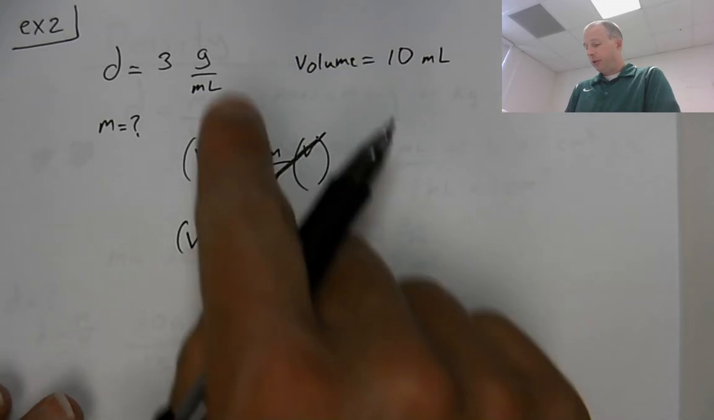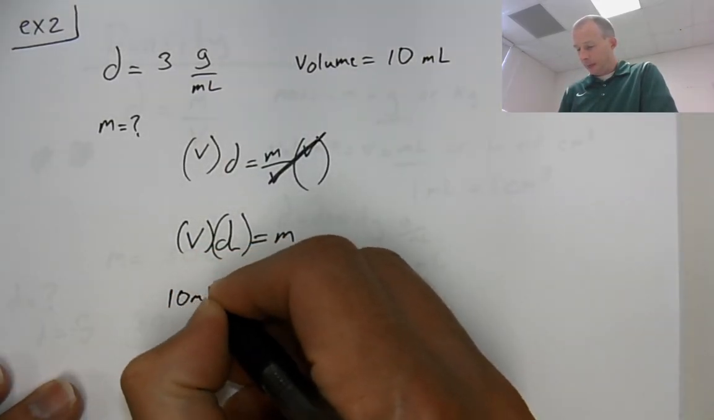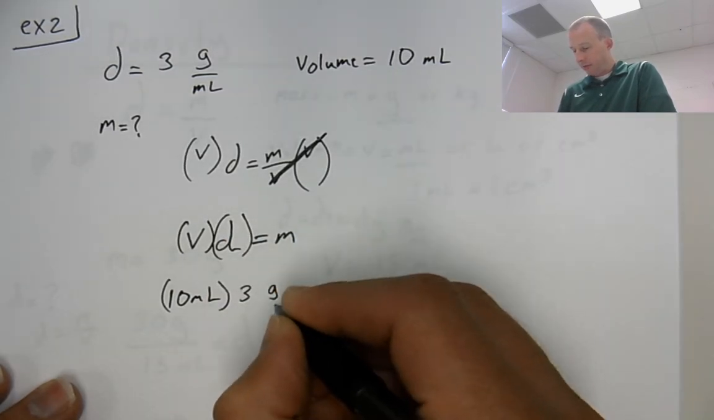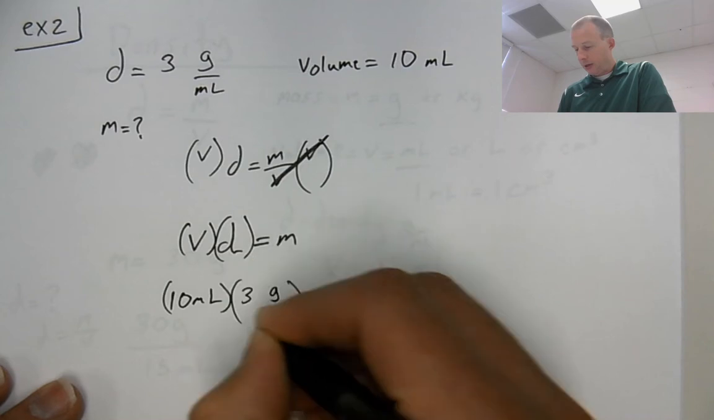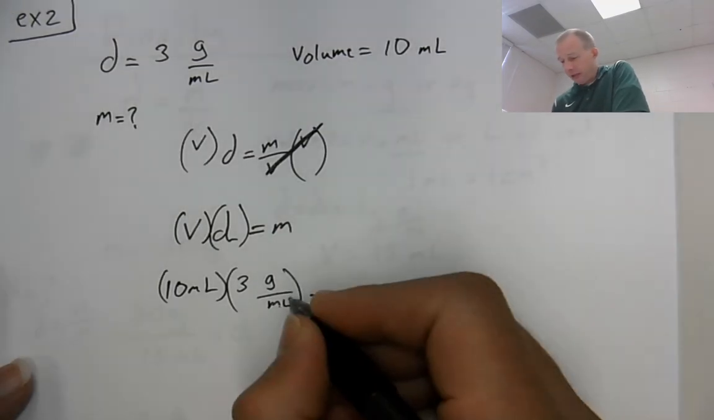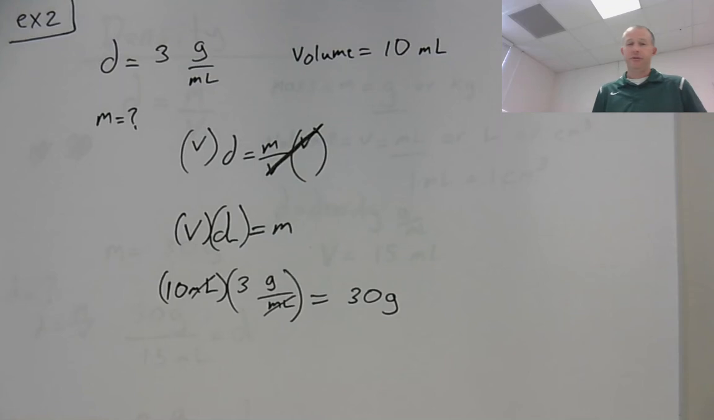And then now you're just going to plug your stuff back in again. So volume is 10 milliliters. Our density in this case is 3 grams per milliliter. And you'll multiply them together. Now in this case, the units do cancel out. So you're going to cross off milliliters, and you'll be left with just 30 grams.